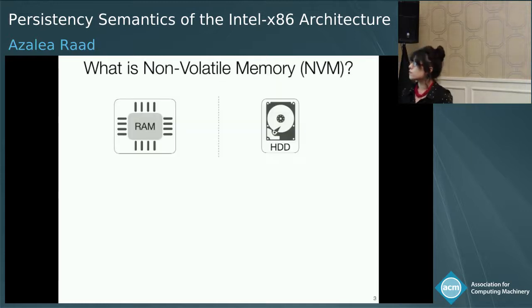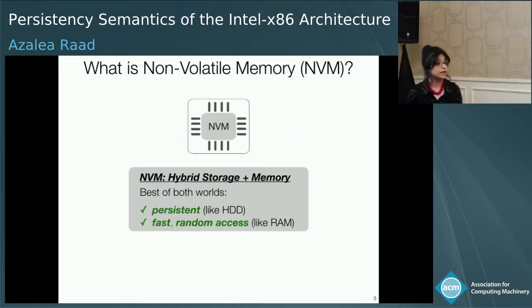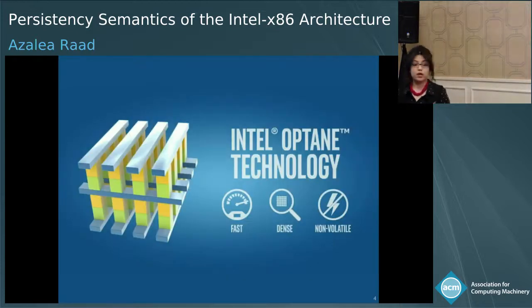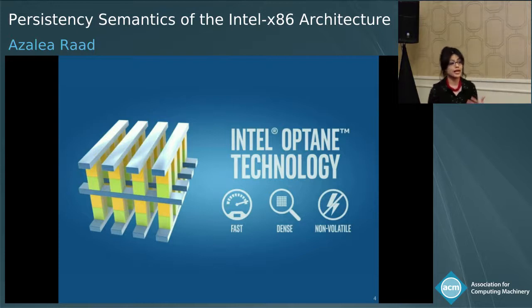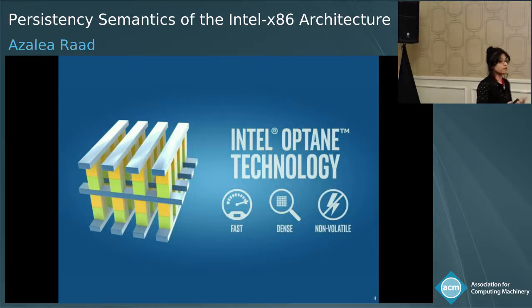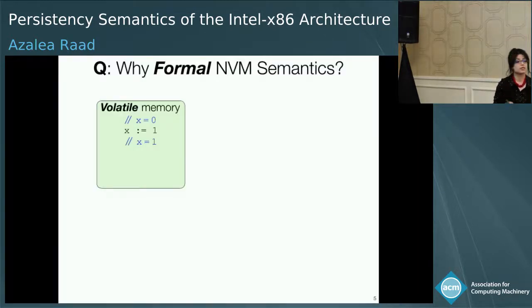Now, non-volatile memory, or NVM for short, is a hybrid of these two worlds, bringing you the best of both. So it is fast to access, but it is also persistent. Now, NVM is becoming so prevalent that Intel, who are traditionally CPU manufacturers, are now looking into developing their own line of NVM technology. In fact, as of last year, mid-2019, they have released their own line of NVM called Optane 3D technology.